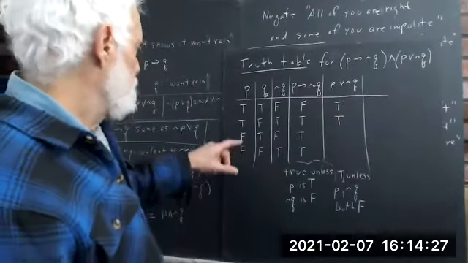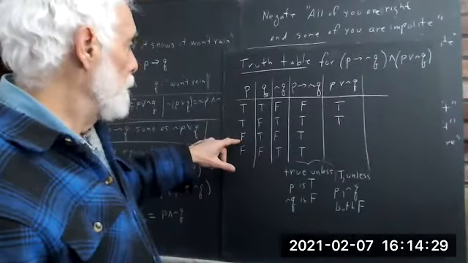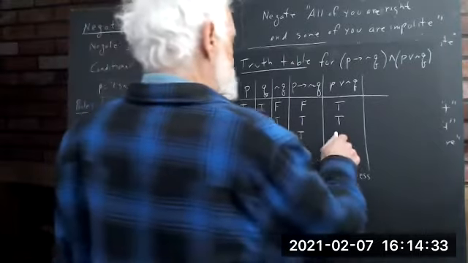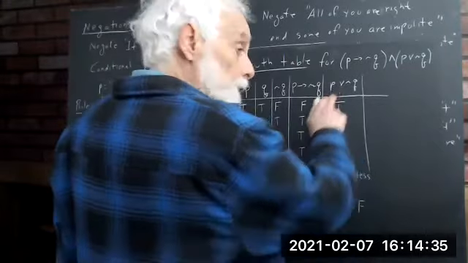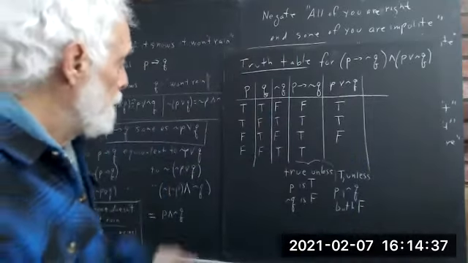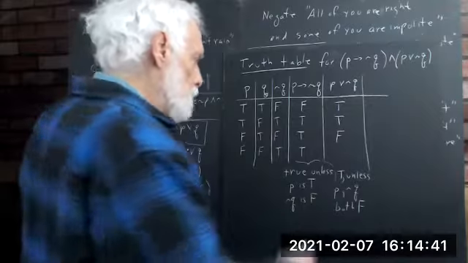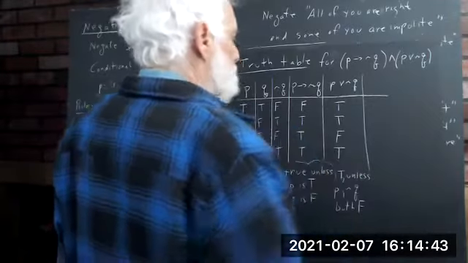And then in this line, well, looks like P is false and Q is false. So in this case, the disjunction is going to be false. And then here, not Q is true, so they're not both false. So we have true.